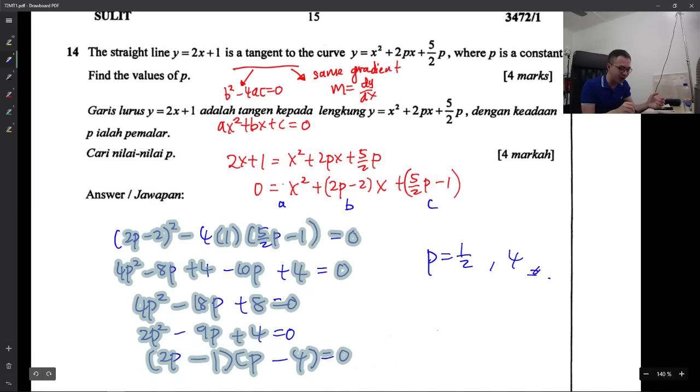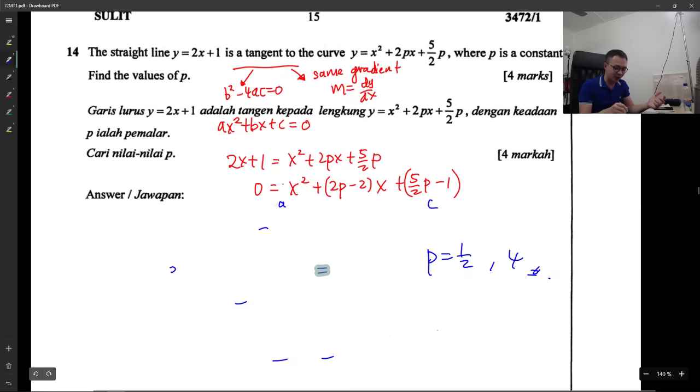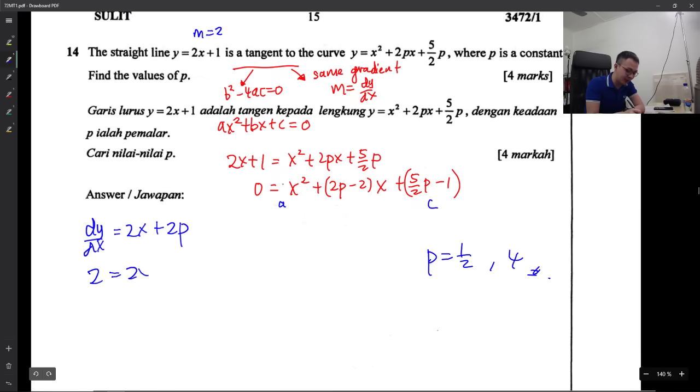Because normally, I will use dy/dx when the question gives me the x coordinate. Or else I will try not to use dy/dx. Okay, so with dy/dx, we know the gradient for this line is 2. So then I do dy/dx for the curve. I should get 2x plus 2p. So see the tangent, right? They have the same gradient.